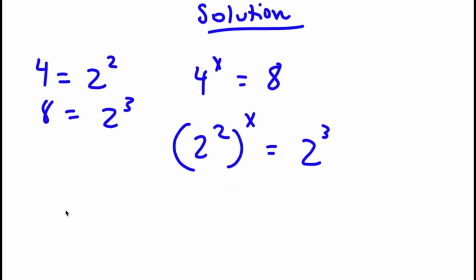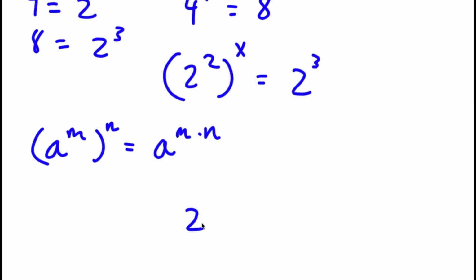Now, if I have something in the form a to the power of m to the power of n, this is simply equal to a to the power of m times n. So 2 to the power of 2 to the power of x is going to equal 2 to the power of 2 times x, which is simply 2x, which is equal to 2 to the power of 3.